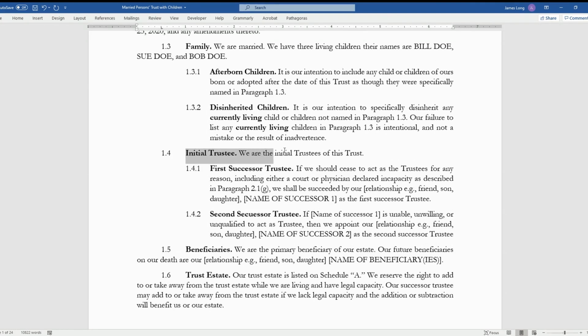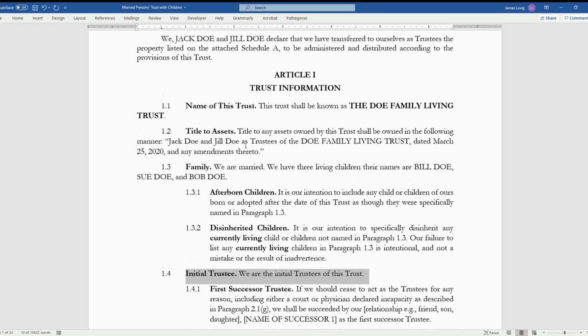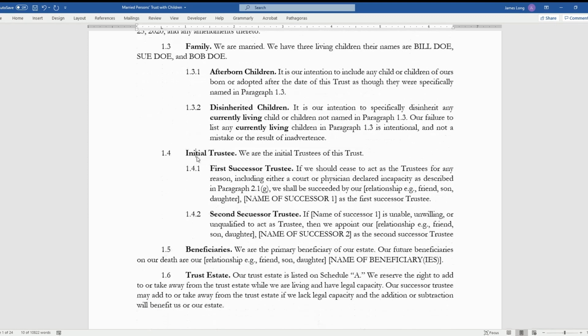Initial trustee, whoever these people are, in this case, Jack and Jill. Jack and Jill are the initial trustees of the trust. And this is what I meant by successors. So the first and second successor, if we look on our answer sheet, the first successor is Bob and the second successor is Sue. The reason for that is because Bill is a deadbeat.